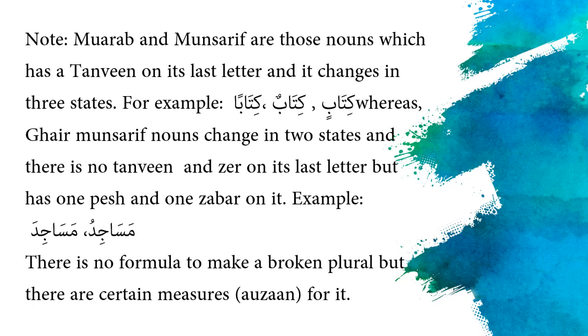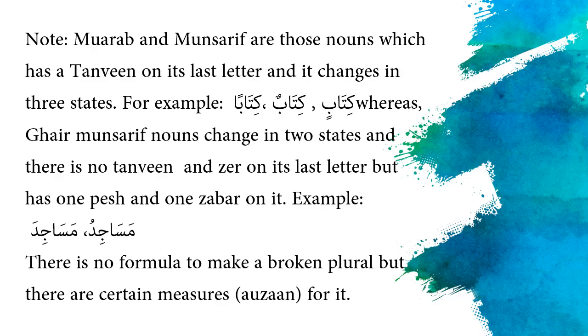Note, mu'arrab and munsarif are those nouns which have a tanween on its last letter and it changes in 3 states. For example, kitabun, kitabin, kitaban. Whereas ghair munsarif nouns change in 2 states and there is no tanween and no kasra on its last letter, but has one damma and one fatha on it. Example, masajidu, masajida.